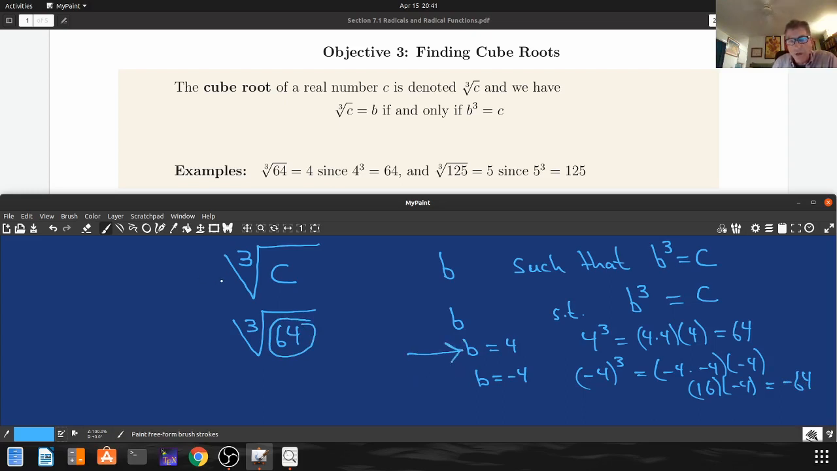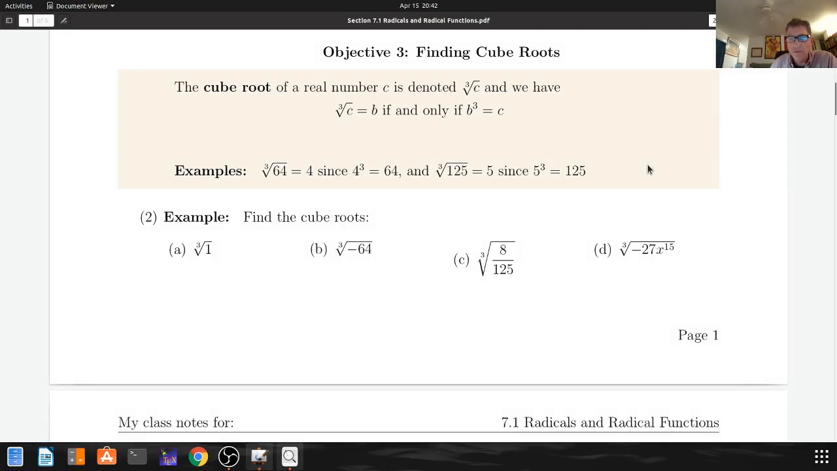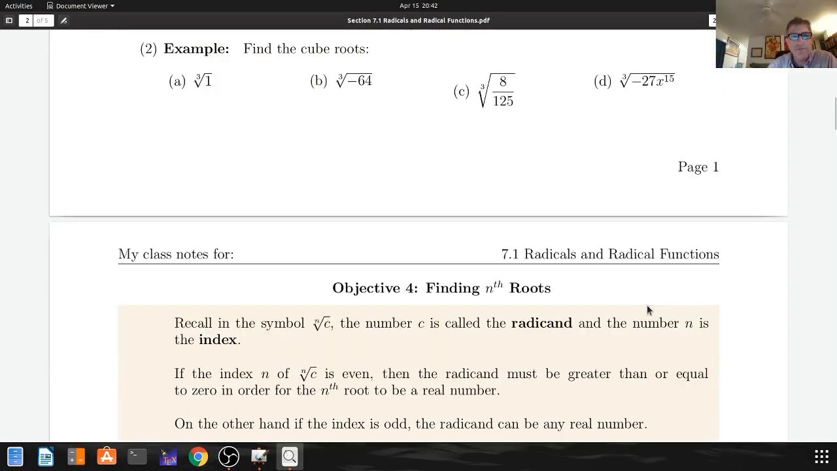So this denotes I don't need to have two different roots or branches here. I don't have to have a negative to denote the negative number b such that b cubed is equal to 64. So when we have, and we'll learn when we have an odd index, the answer is unique, and there's not two. So let's find some cube roots.